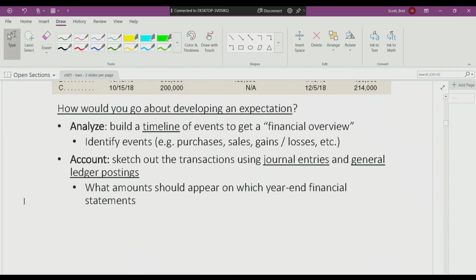So some things to consider. Whenever you're given a problem, take some time to analyze it. Don't just jump into the accounting and reporting or try to answer it right away. Take some time and digest the facts that you have above. Specifically, build a timeline, right? Get a financial overview of the situation, identify events, purchases, sales, etc. Sketch out the transaction using journal entries and ledger postings if it helps you, or sketch out a table, whatever works for you, use it.